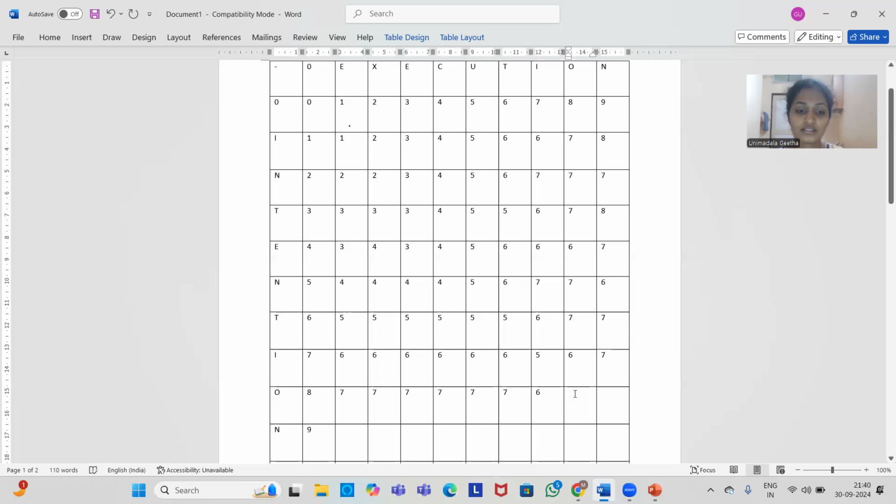O and O are the same letters, so we have to perform a deletion operation. Then the number will be 5. And O and N are different letters, so we have to perform either insertion or substitution. In this 7, 6, and 5, 5 is the smallest element. We have to substitute the number. So 5 + 1, 6.